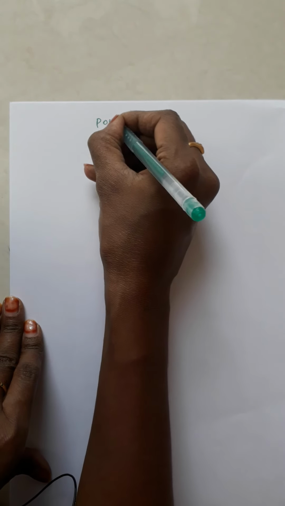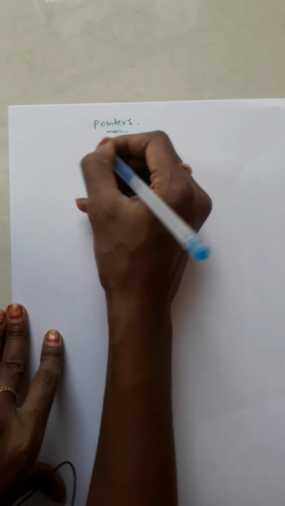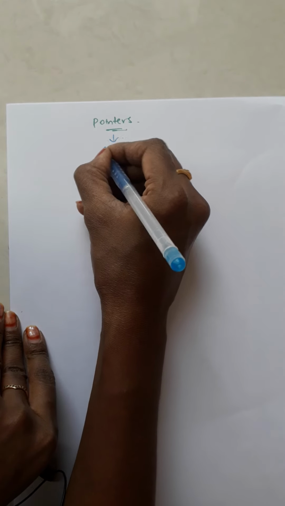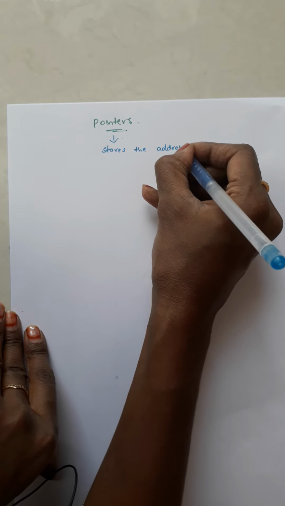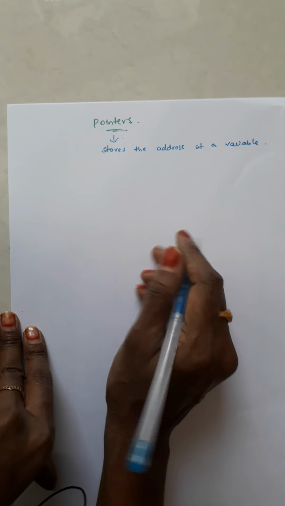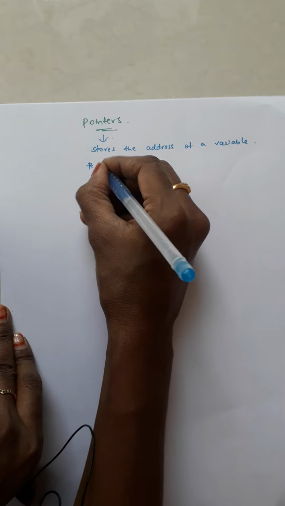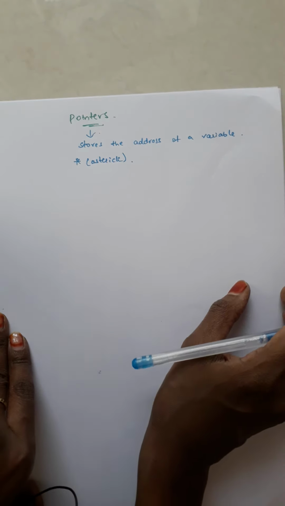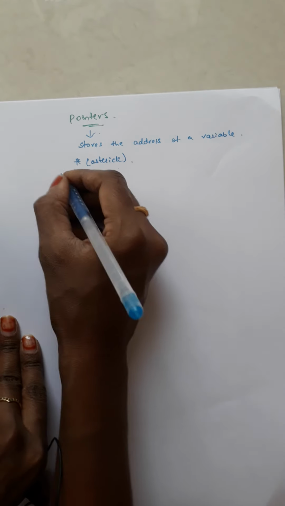The next topic is pointers. A pointer stores the address of a variable. We define the pointer using the asterisk symbol, so it defines that it is a pointer. The memory is allocated which stores the value. It contains a value, and that value is of type address.